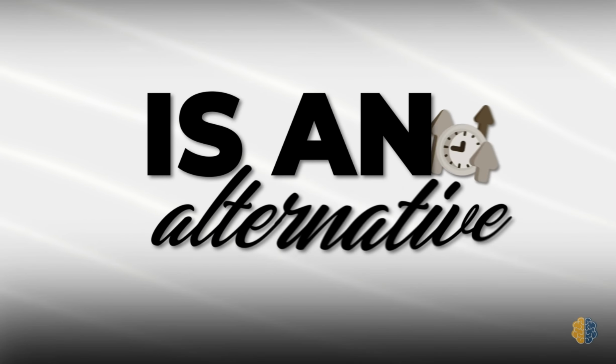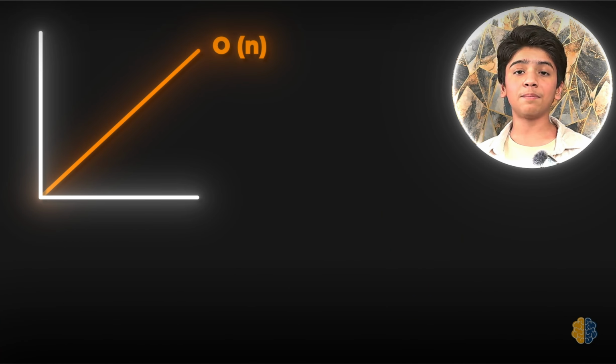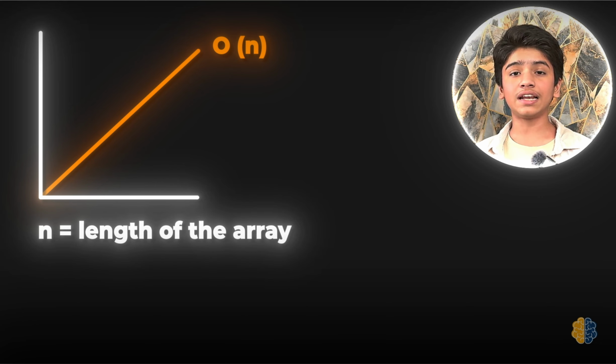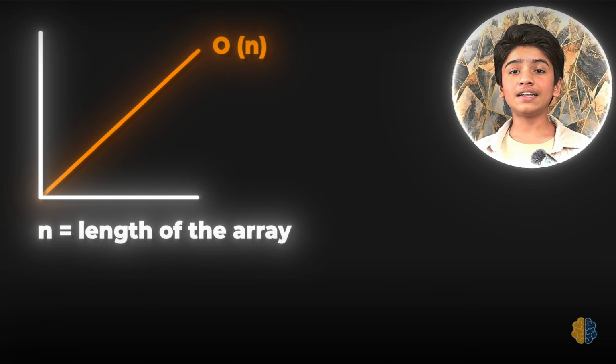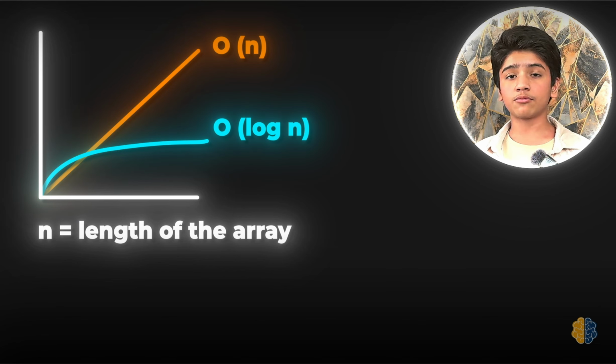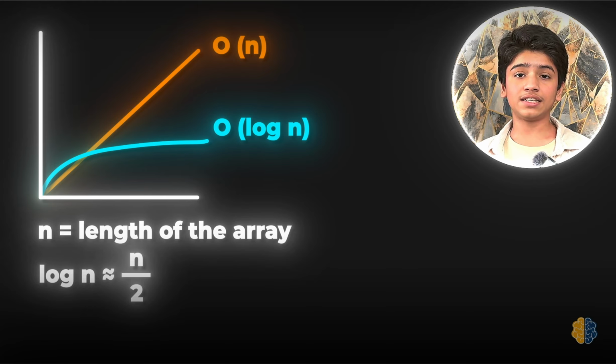So binary search is an alternative to linear search, but it is way more efficient. In linear search, the algorithm takes O(n) time, or linear time, where n is the length of the array, meaning in the worst case we might have to loop through the entire array. But in binary search, the algorithm only takes O(log n) time complexity, which is way more efficient. Now let's look at how binary search works.